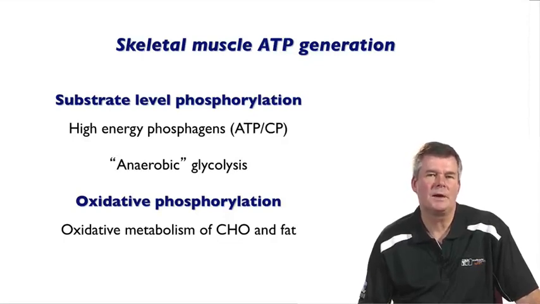The other metabolic pathway is oxidative phosphorylation. And in this pathway, the metabolism of carbohydrate and fat generate electron donors, which then interact with molecular oxygen in the electron transport chain to establish an electromotive gradient which drives the resynthesis of ATP.